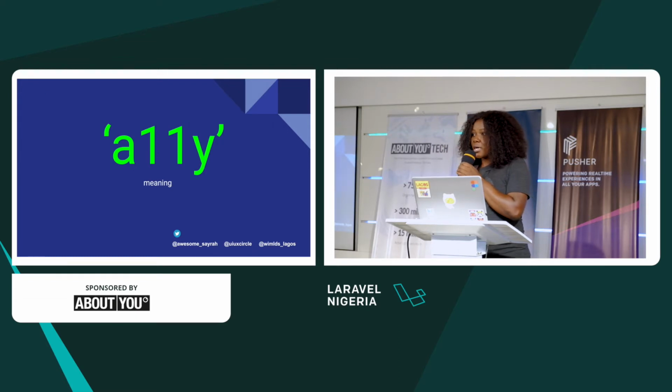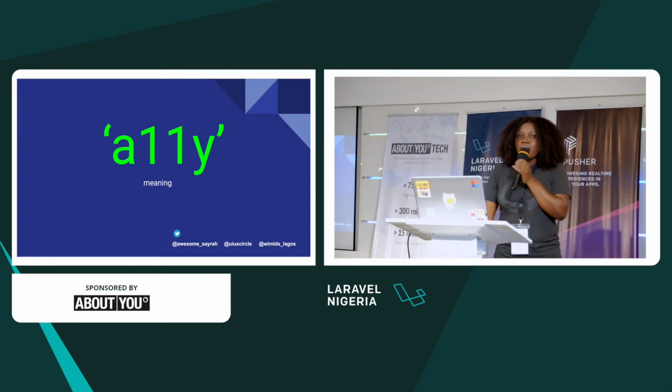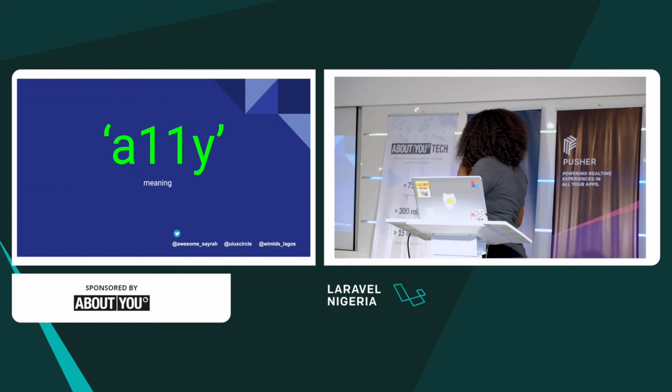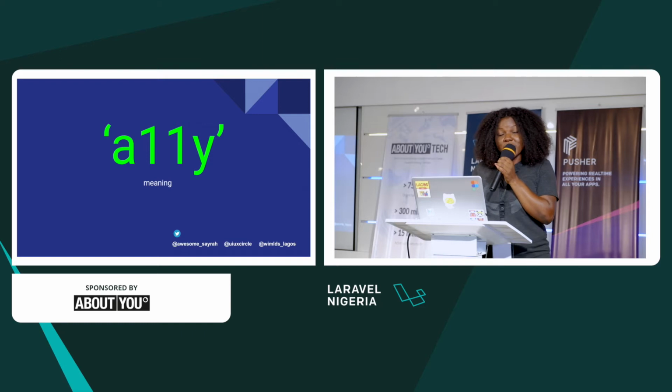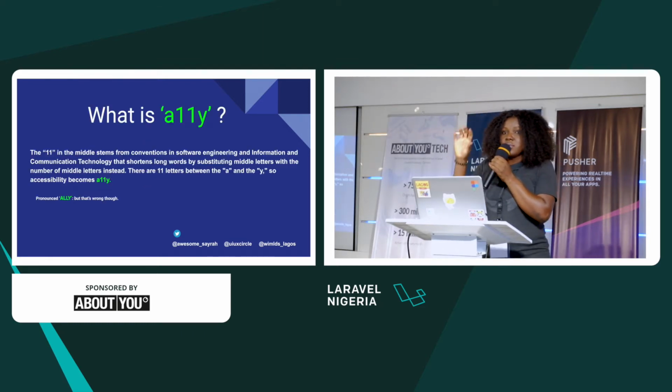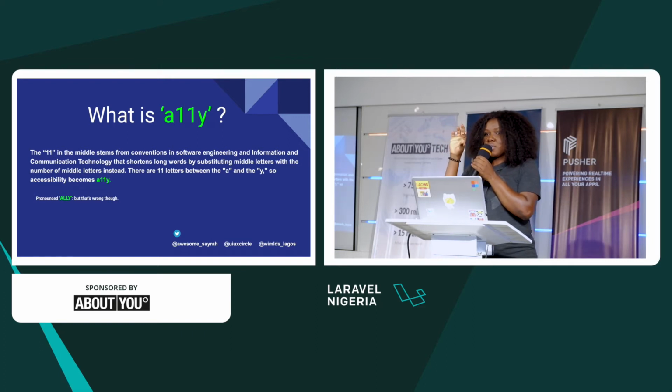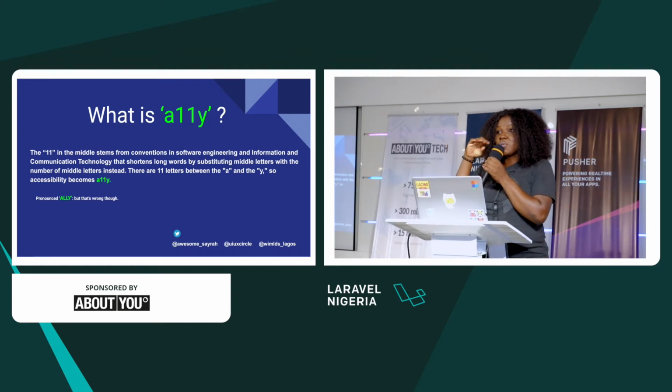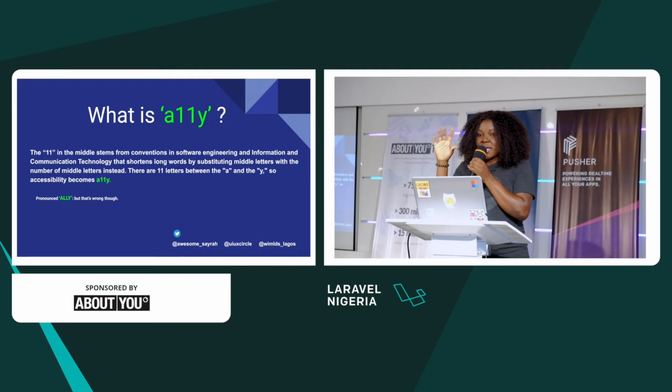A term that is also in line with web accessibility, that denotes web accessibility, is A11Y. Actually, I didn't know the meaning of this until I was researching on this topic and I got to know about it. So A11Y is actually the 11 letters in accessibility. If you look at the spelling of accessibility, there are actually 13. So the 11 letters between A and Y, that denotes accessibility.